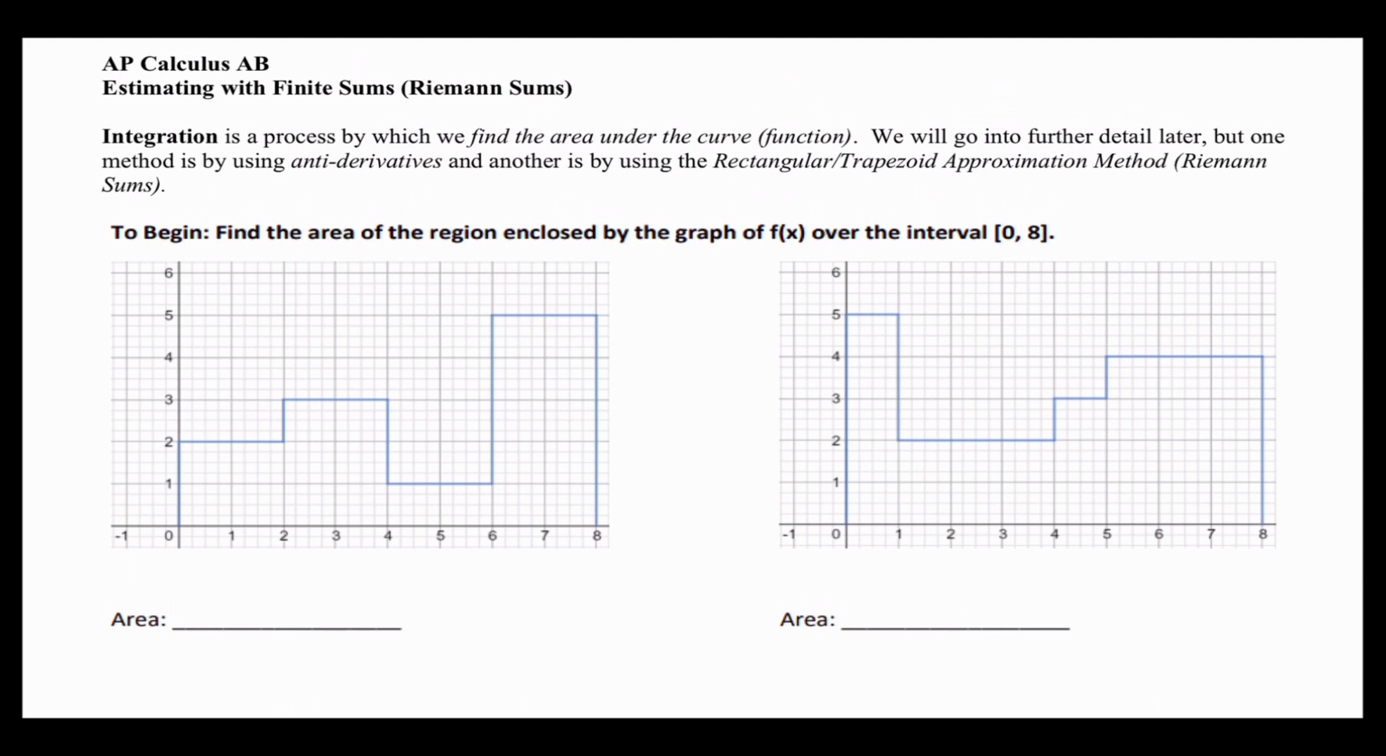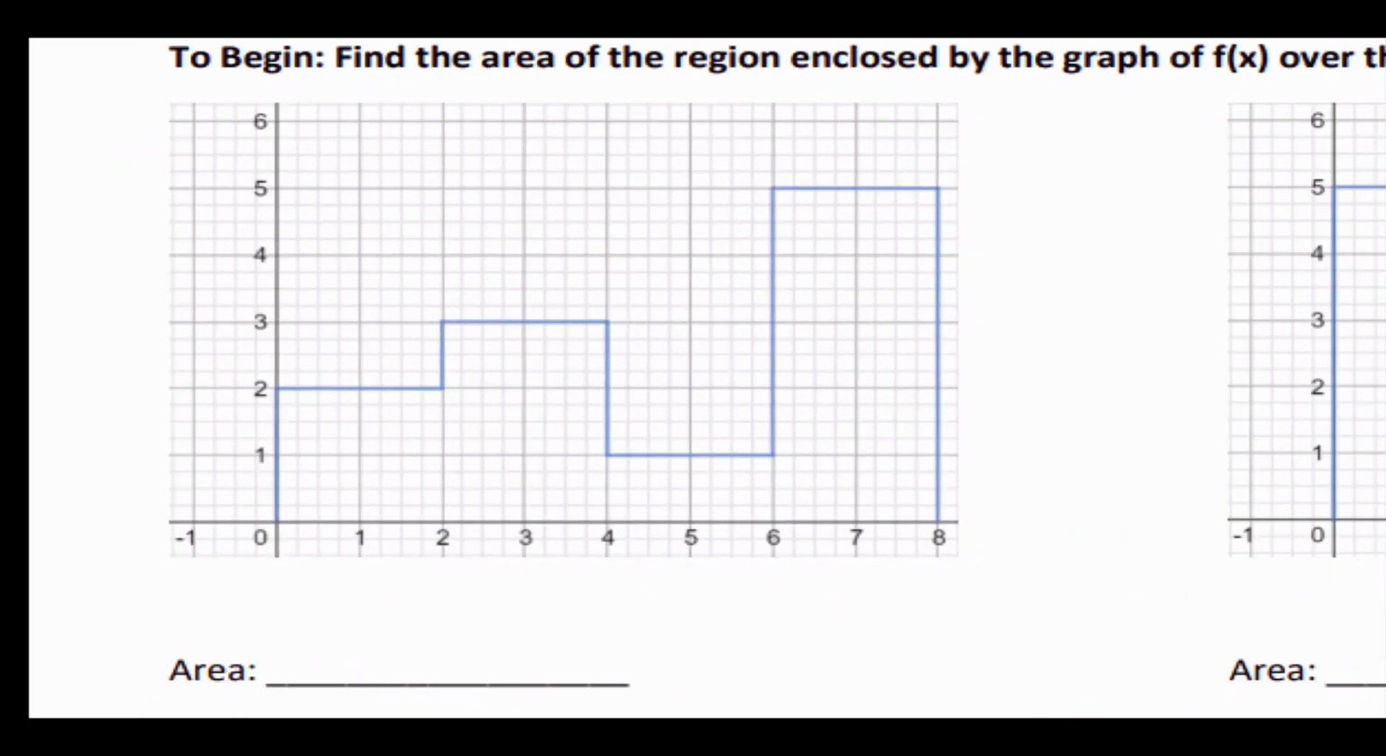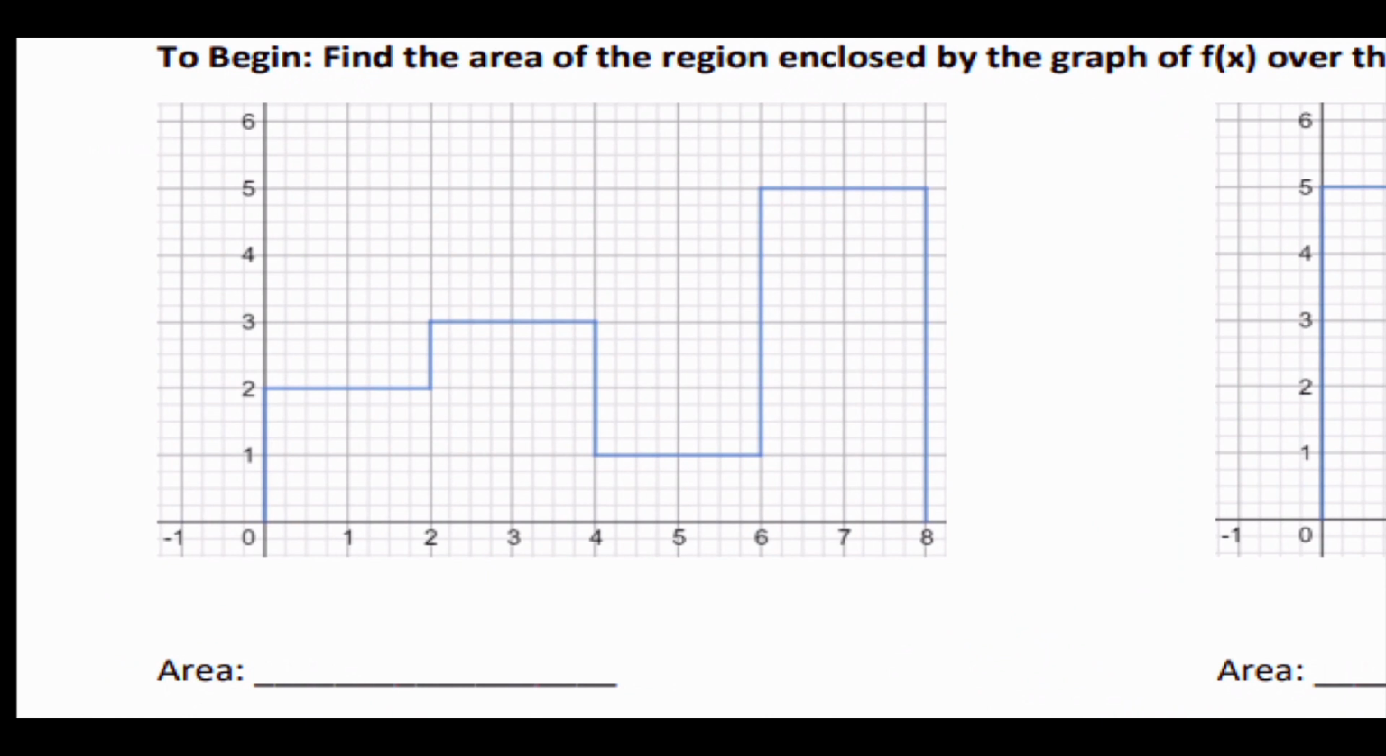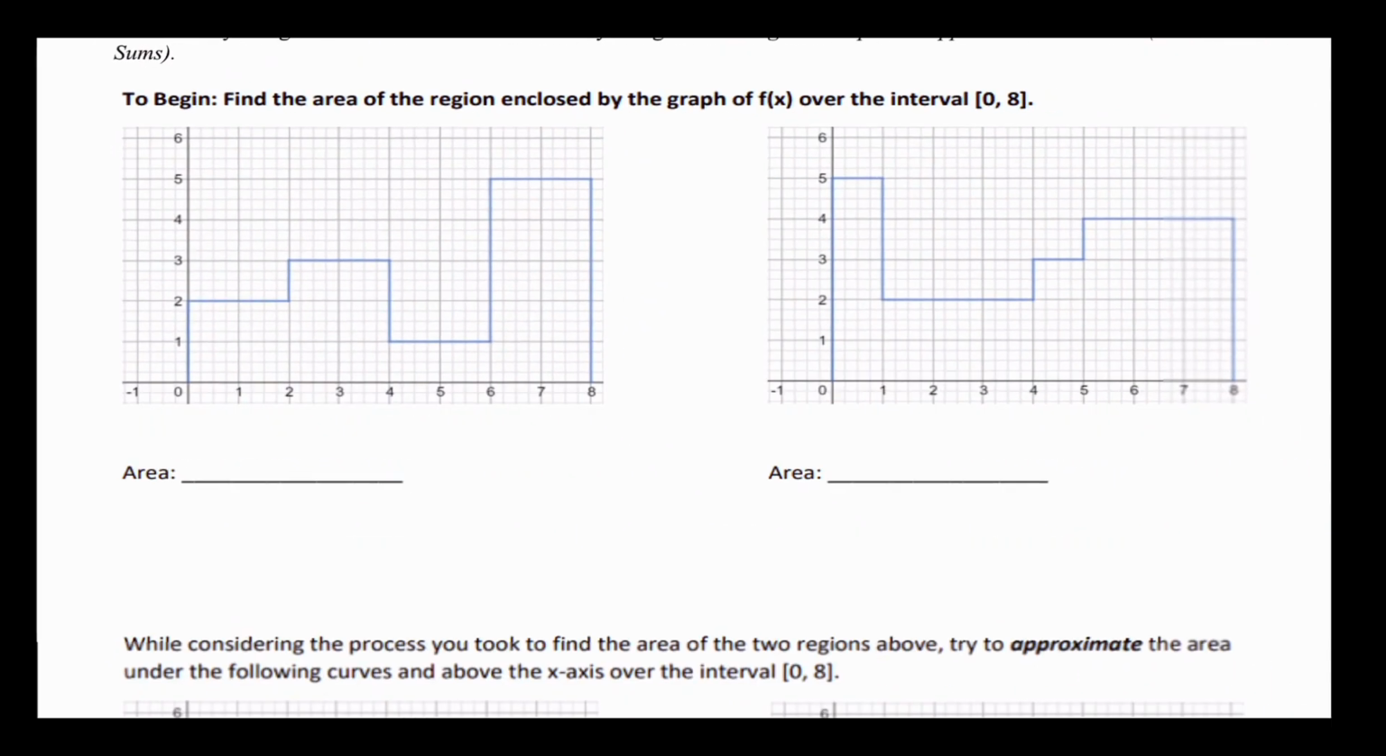Okay, so start out with this. It's not blue on your paper, but it is on mine. If I look here, this is a function that goes from 0 to 8 on the x-axis. The blue, you can see, it's not really a curve. We really don't see functions like that. But if we did have a function like that, we could use rectangular approximation for it.